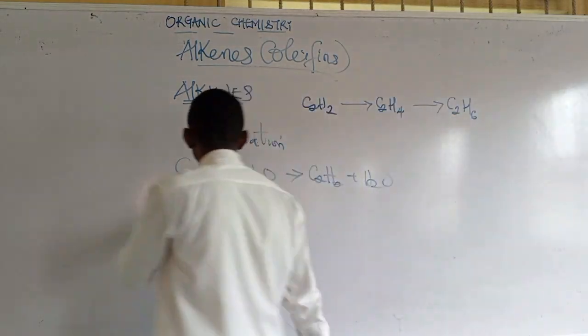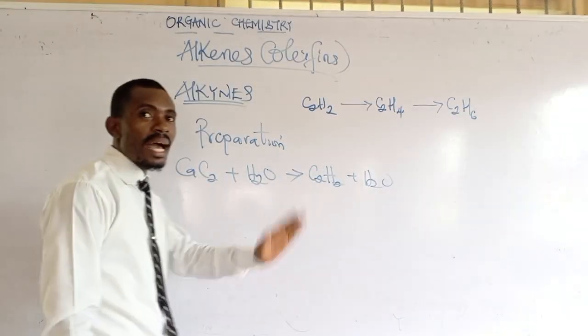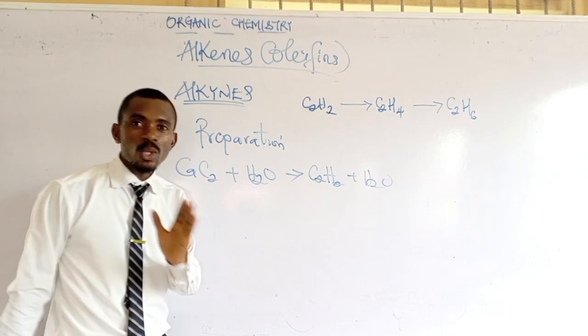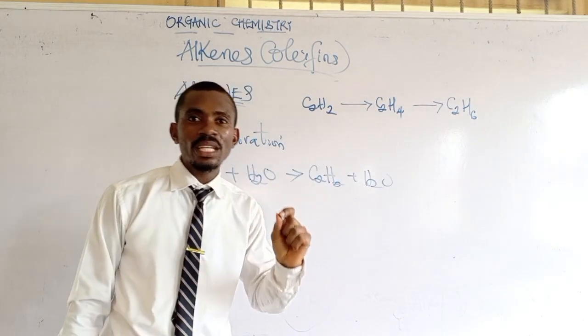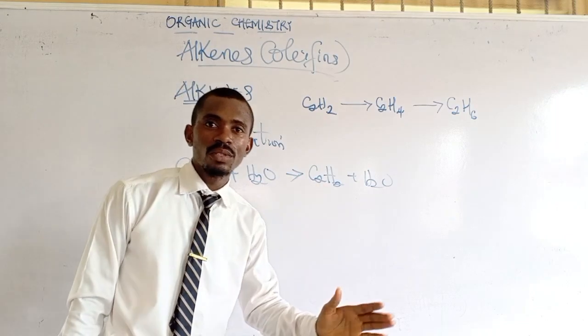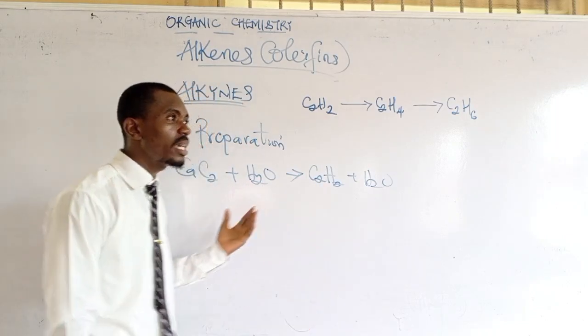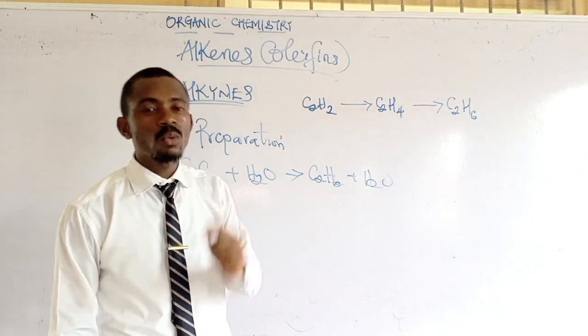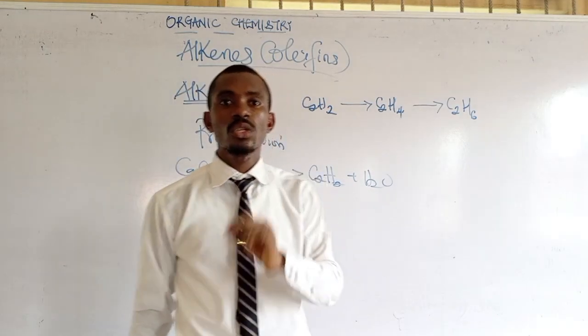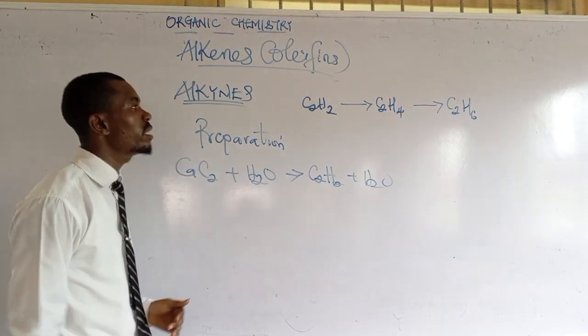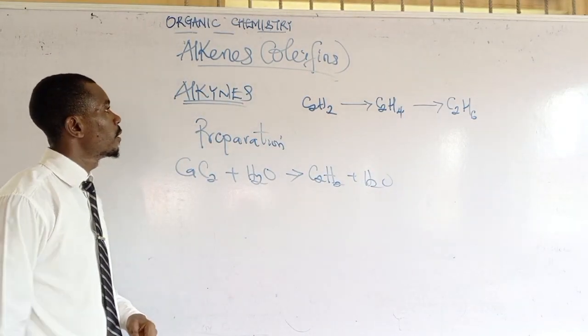Then in terms of combustion reaction, both alkenes and alkynes undergo combustion if there is excess air to form carbon(IV) oxide and water. Heat is involved, so it is exothermic. But if there is limited air, carbon(II) oxide and water are formed, because the oxygen supply is cut short, or is not abundant.